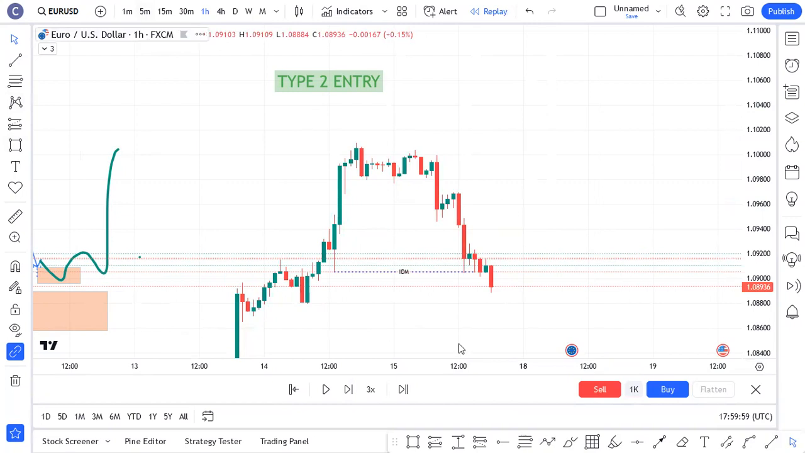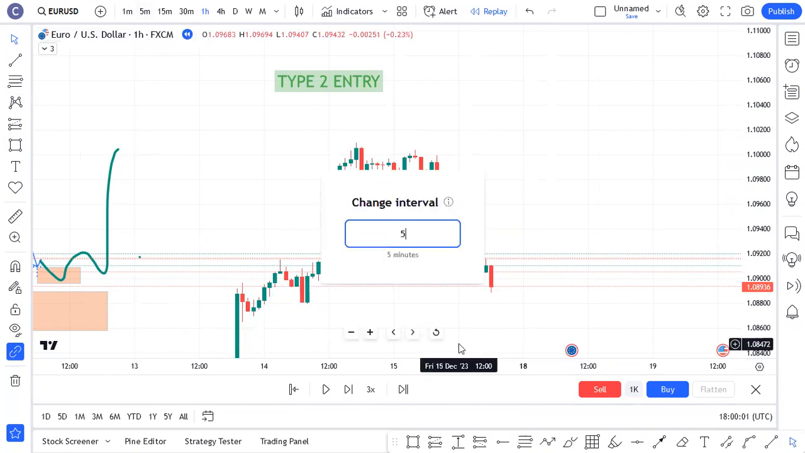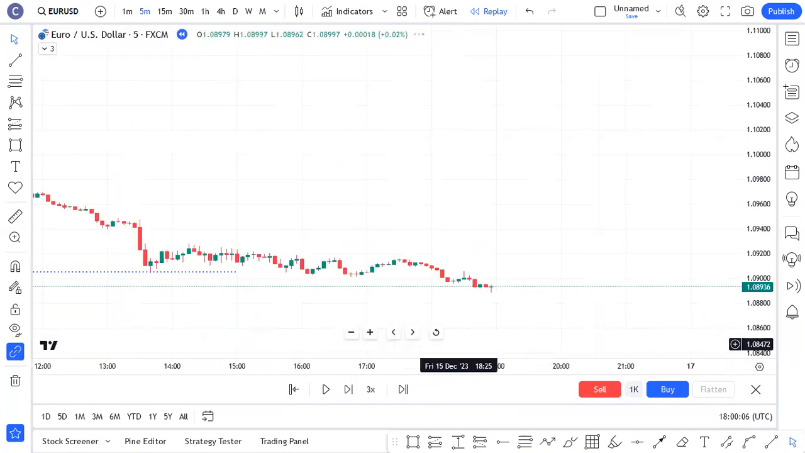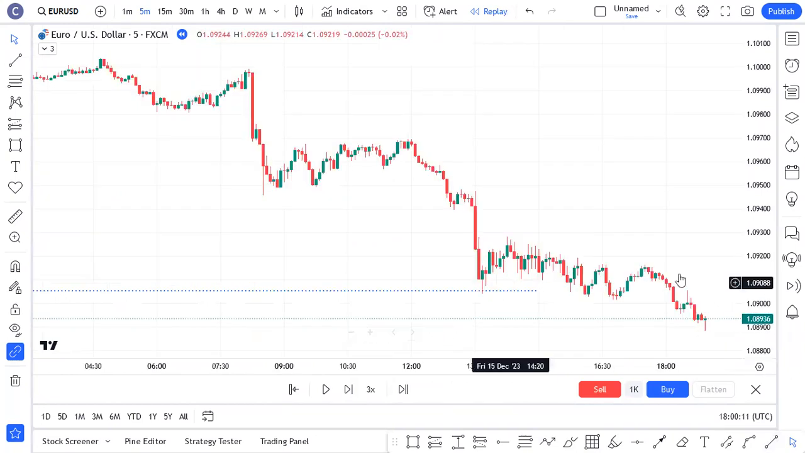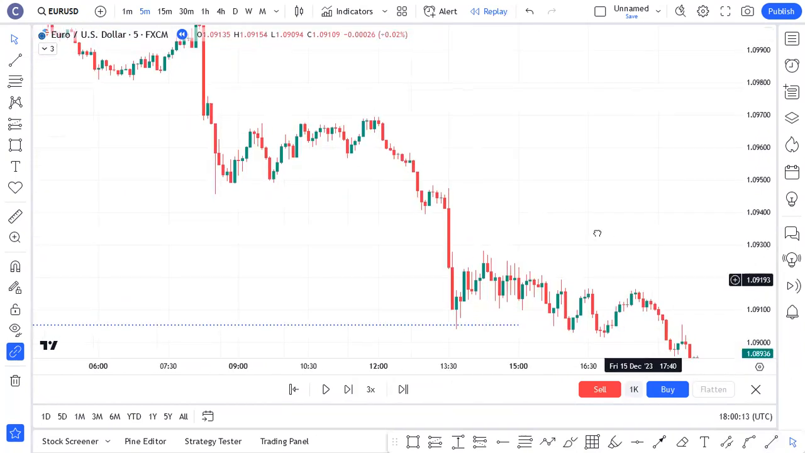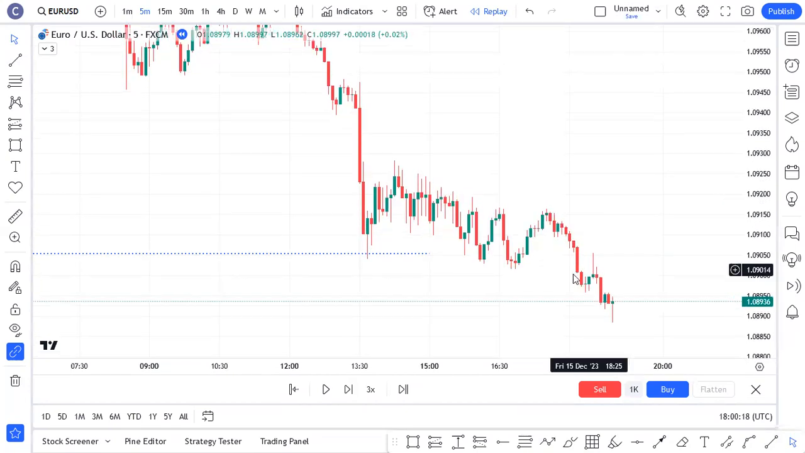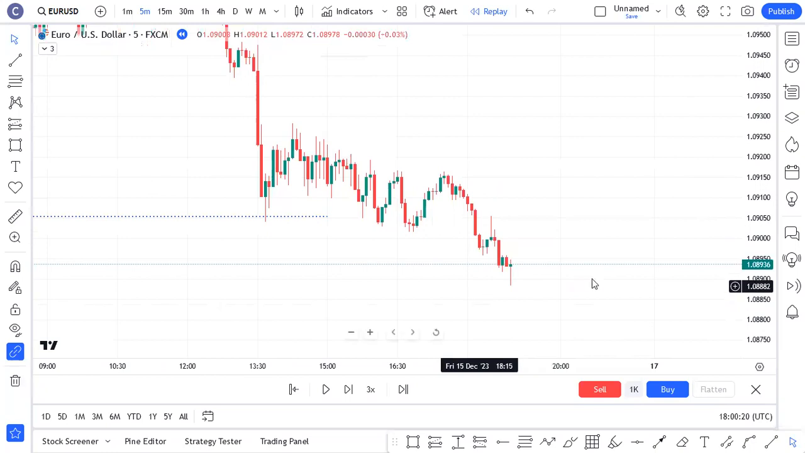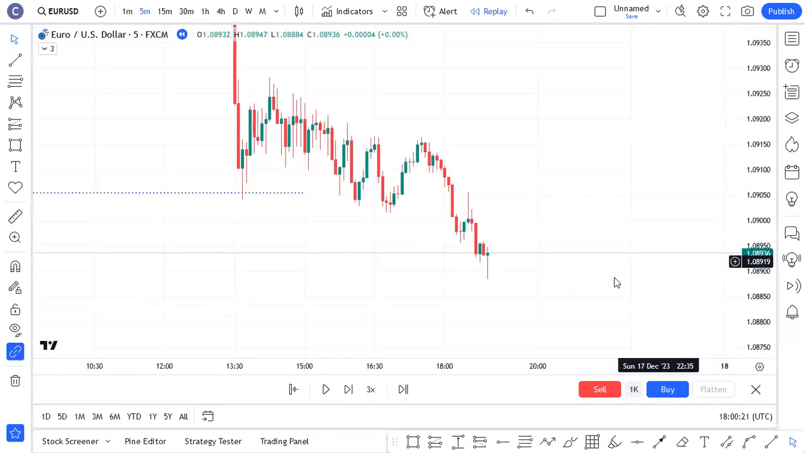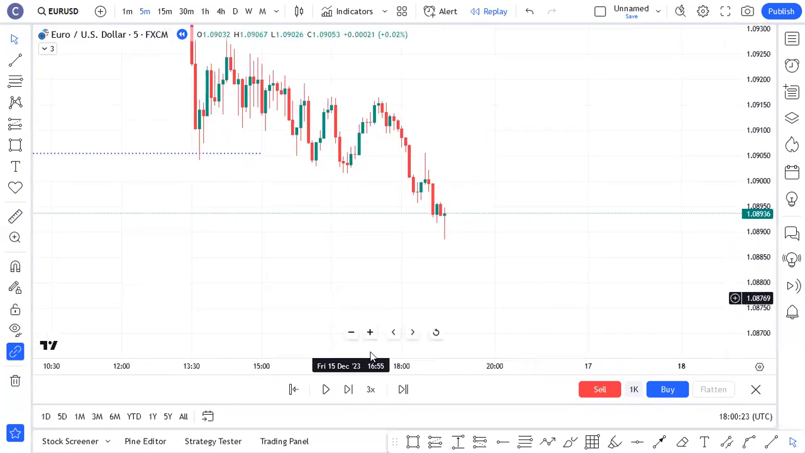So we're going to 5 minutes. That's the time of entry, right? On the 1 hour, if your high time frame is the 1 hour, then your entry is on 5 minutes. So this is where the market is as for now, as you can see. It only closed the candle.